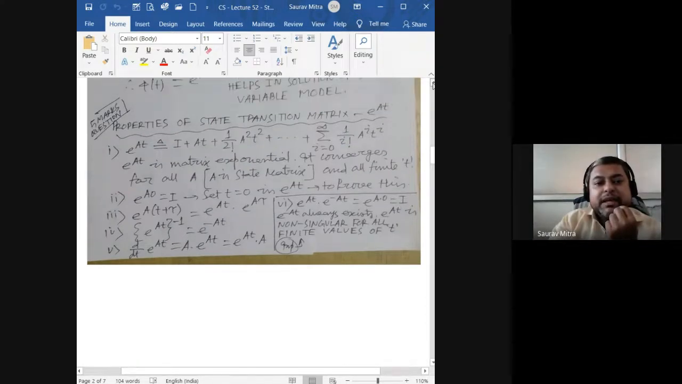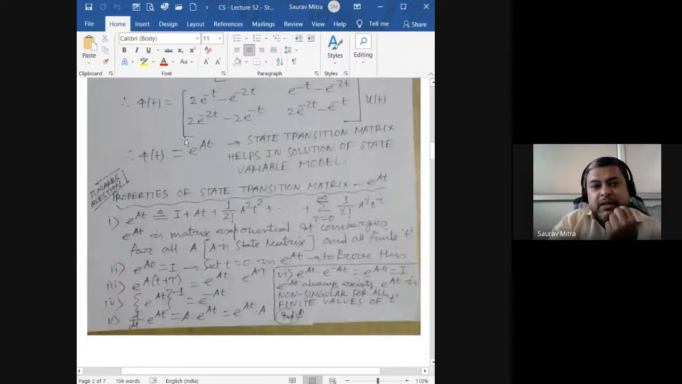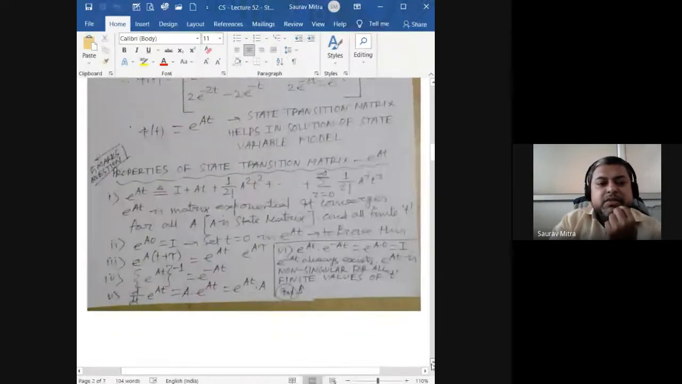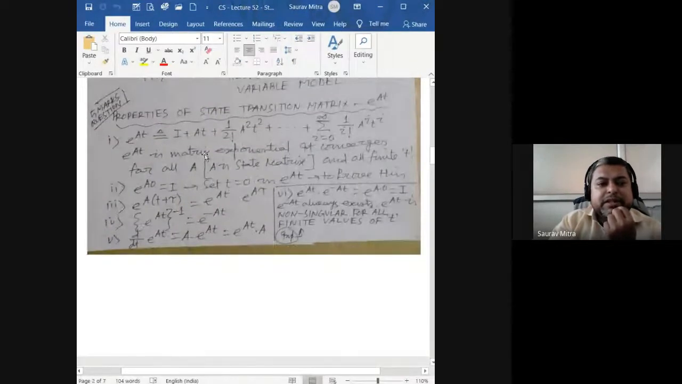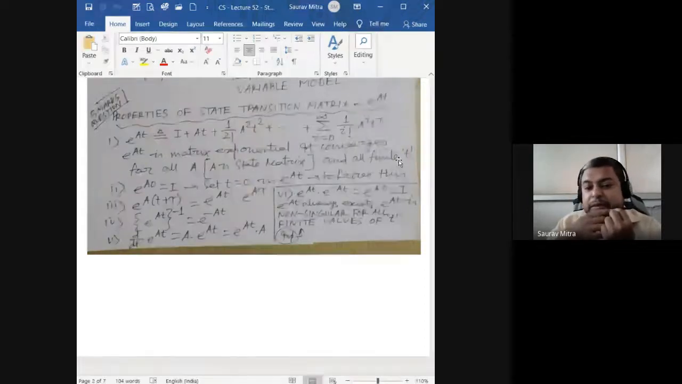And what will be the e raised to at? That we have shown you here. If the A matrix is 2 by 2, in that case e raised to at also will be 2 by 2. So that is the first property, that e raised to at is a matrix exponential. It converges for all A in the state matrix and for all finite time t. So t should be finite, t should be causal, and in that case we'll be able to find that e raised to at is converging.